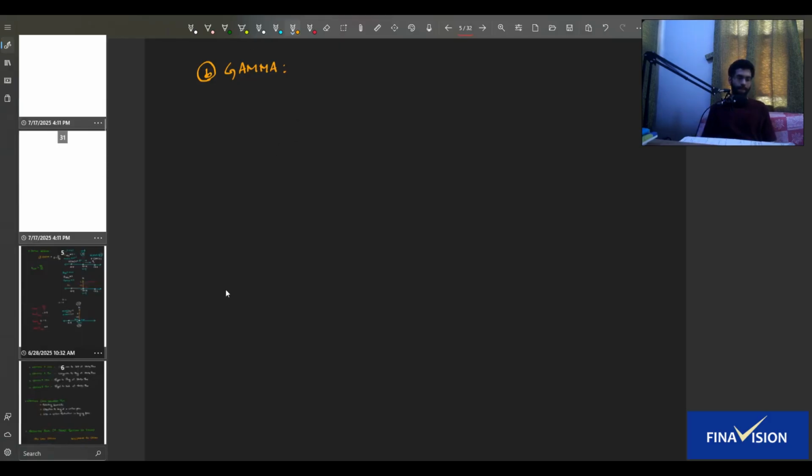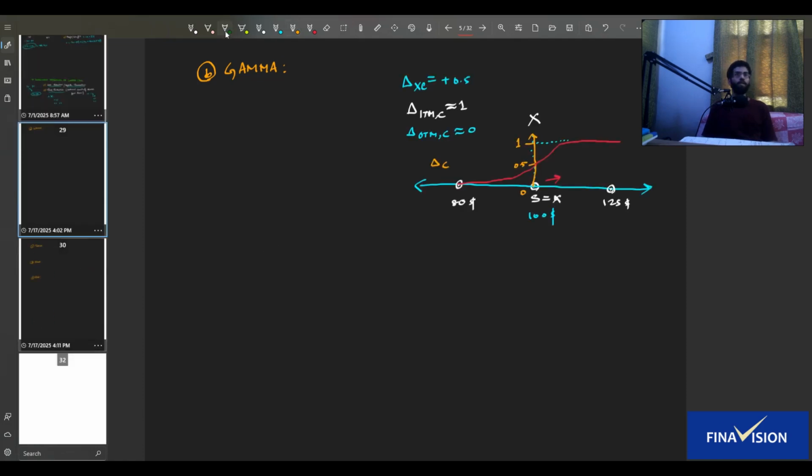Let me do one thing. Let me draw the graph of delta here to better understand what is gamma. So this is the delta curve. Please do not mistake it to be the gamma curve. This is the delta curve, right? Now here, what can you see the characteristic is? Now when we talk about gamma, we are actually talking about the rate of change of delta with respect to the price. So let me write gamma here.